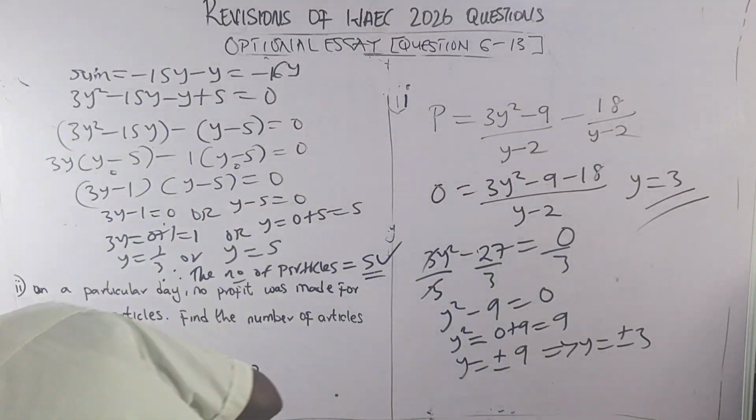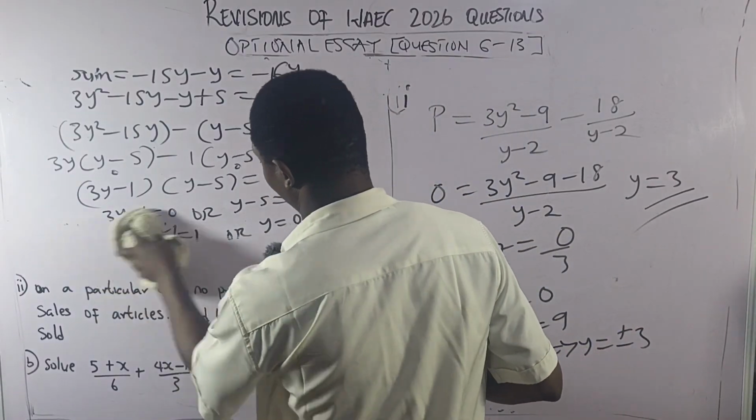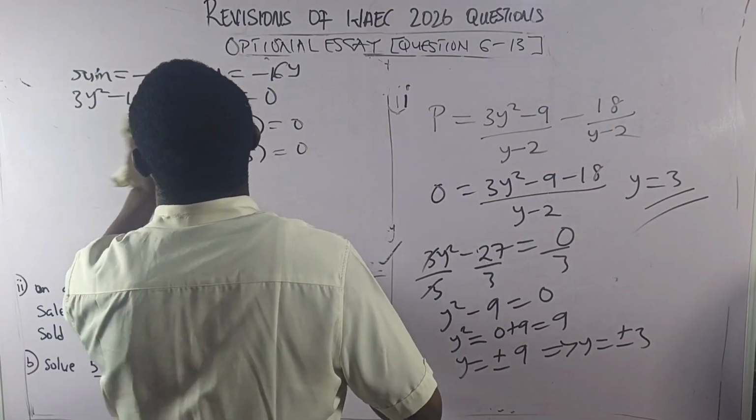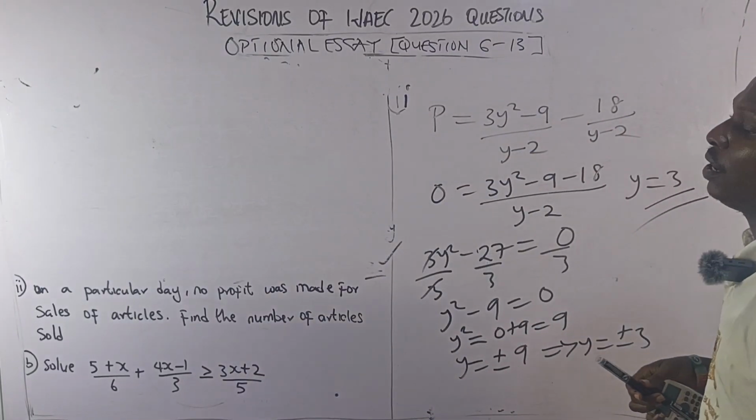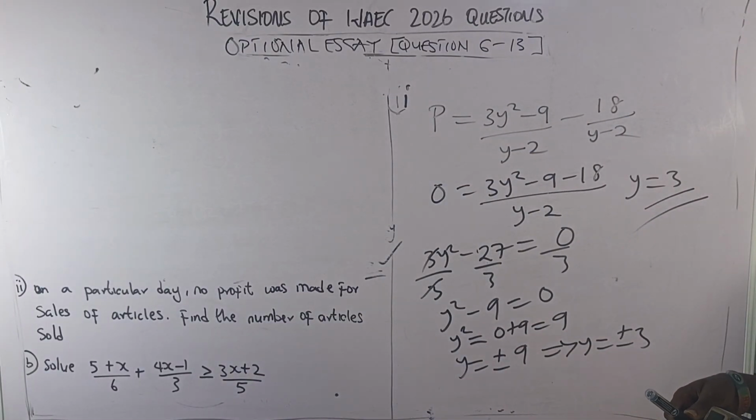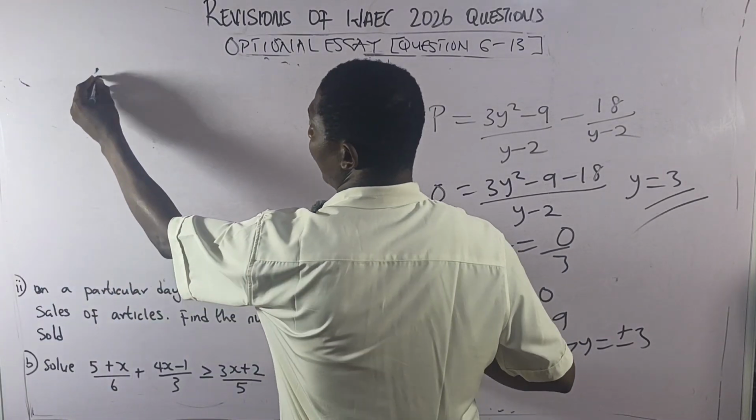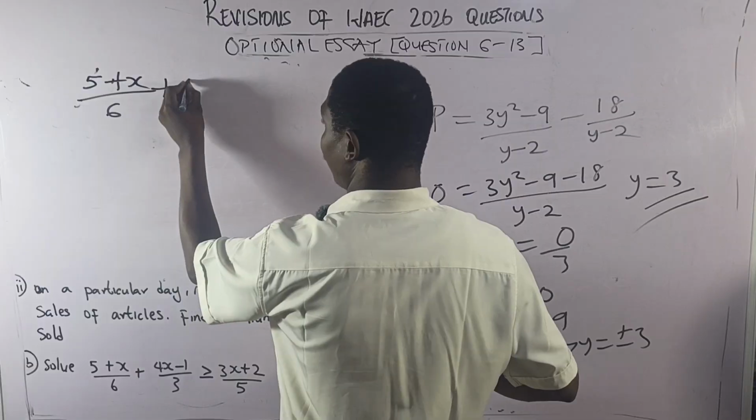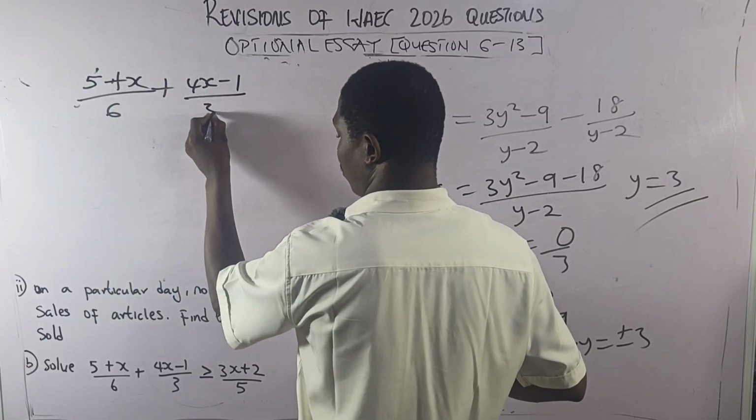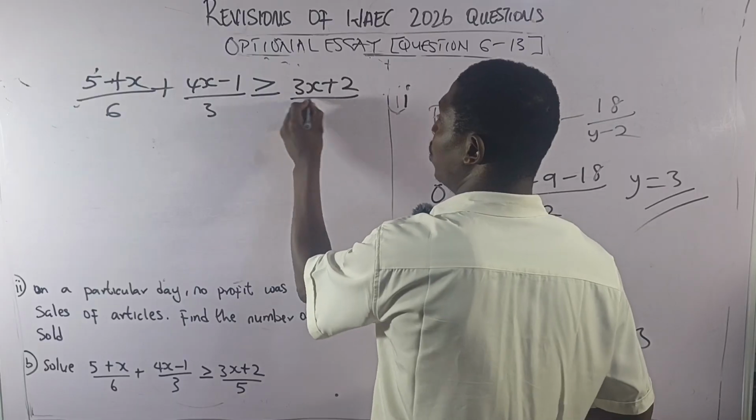So for our B part, we have an inequality question on the board, and we're given (5 plus x) all over 6 plus 4x minus 1 over 3 greater than or equal to (3x plus 2) all over 5.